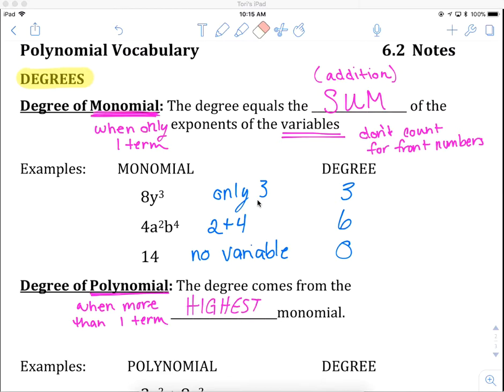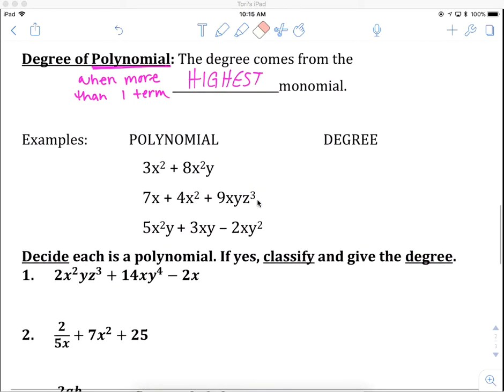All right, we're almost done. Looking down at the next part, it says the degree of a polynomial. Okay, so now we're not just talking about one term. Now we have the whole polynomial. There might be 2 terms, there might be 3 terms, there might be 5 terms. We don't know. But all we're going to do is find the degree of each individual term and then write down what the highest number is.